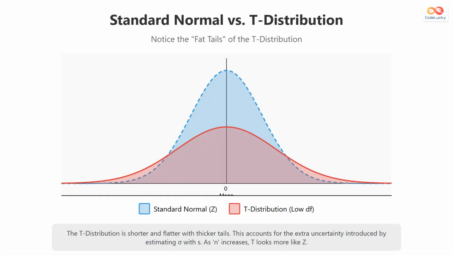Visually, here is the difference. The blue line is the standard normal z-distribution. The red line is a t-distribution with low degrees of freedom. Notice the fat tails on the red line. Because we are estimating sigma, we are less certain about our data, so the t-distribution accounts for this by having more probability in the tails and a lower peak.